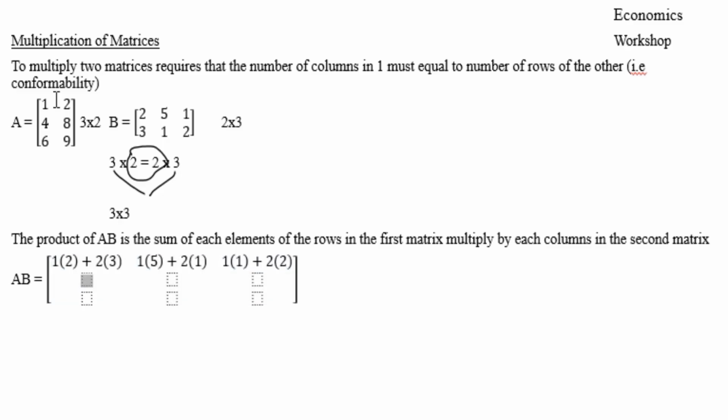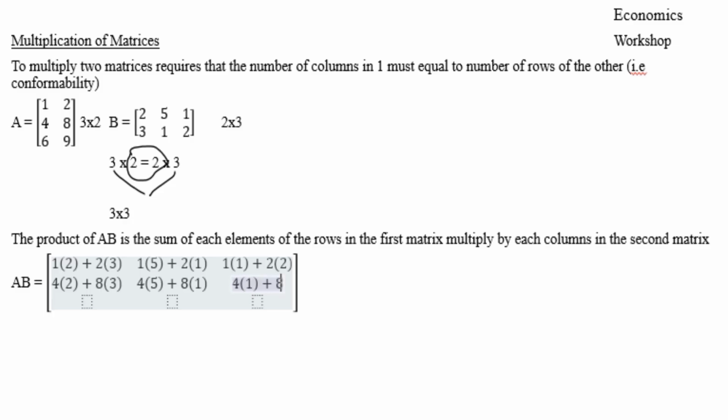Then we move to the next row, which is 4 and 8. This 4 and 8 is going to multiply each of these columns as well. We have 4 multiplied by 2 plus 8 multiplied by 3. Move to the next one, that will be 4 multiplied by 5 plus 8 multiplied by 1. Move to the last one, which is 4 multiplied by 1 plus 8 multiplied by 2.